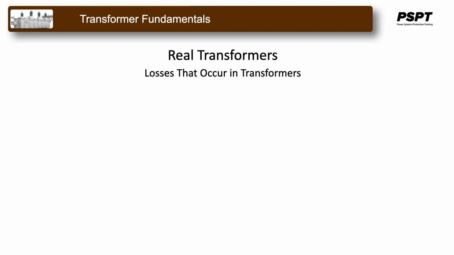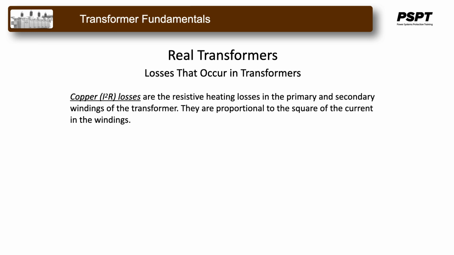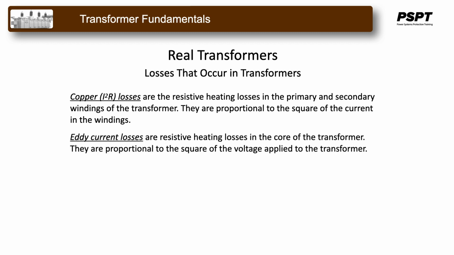The losses that occur in a transformer have to be accounted for in an accurate model of transformer behavior. This model would have to include copper or I²R losses. Copper losses are the resistive heating losses in the primary and secondary windings of the transformer. They are proportional to the square of the current in the windings. Eddy current losses. Eddy current losses are resistive heating losses in the core of the transformer. They are proportional to the square of the voltage applied to the transformer.